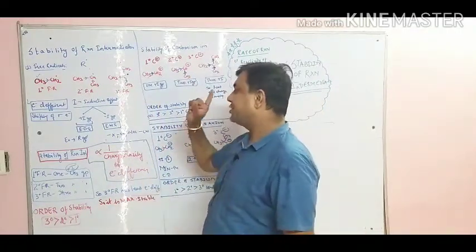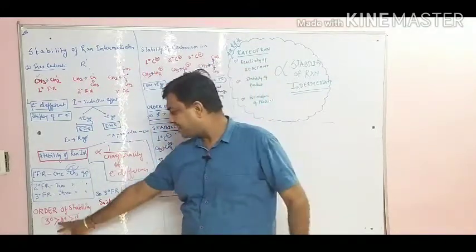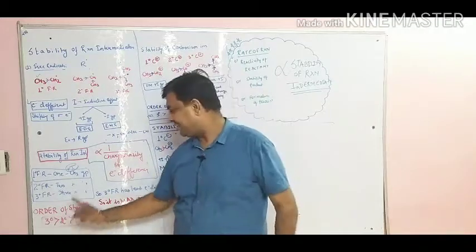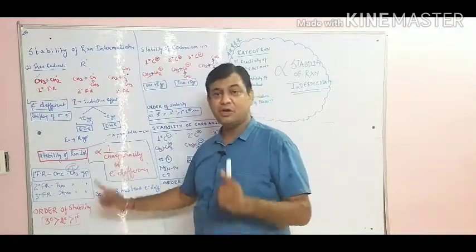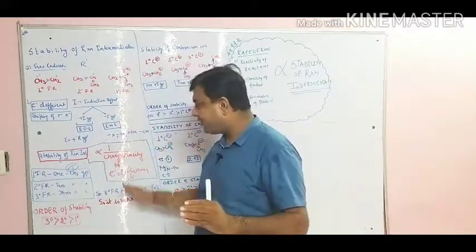Maximum stable is the tertiary free radical, and the order of the stability of the free radical is tertiary is more than secondary and secondary is more than primary. This is the order of the stability. Okay, so this is the explanation of the free radical.